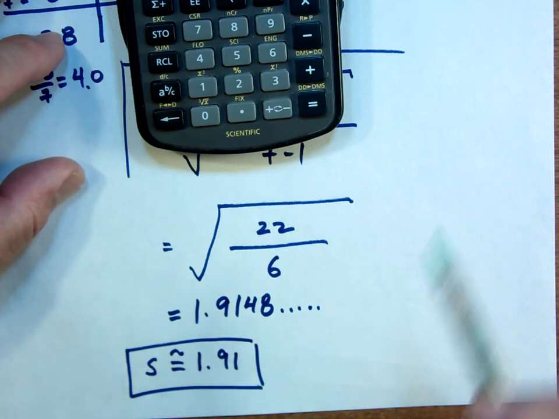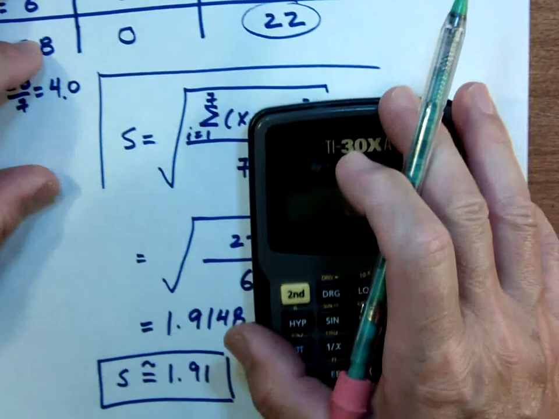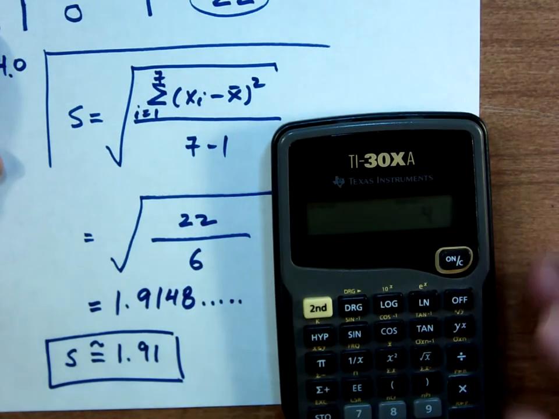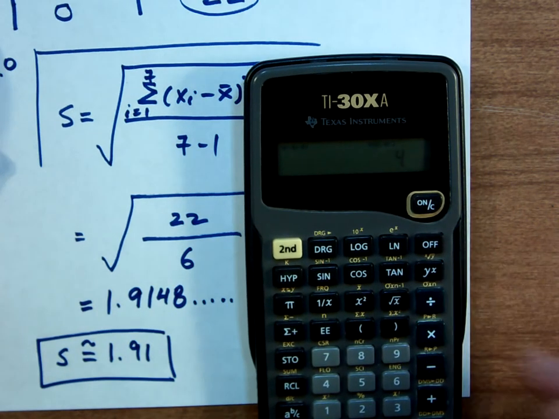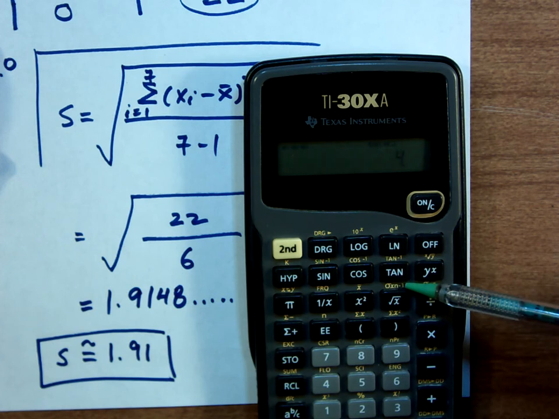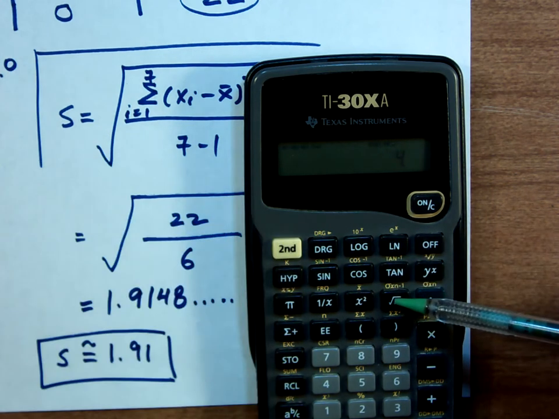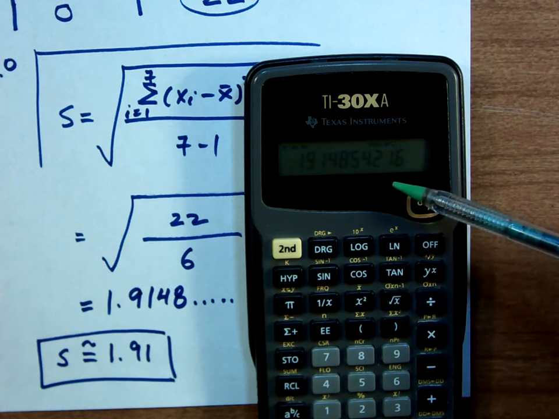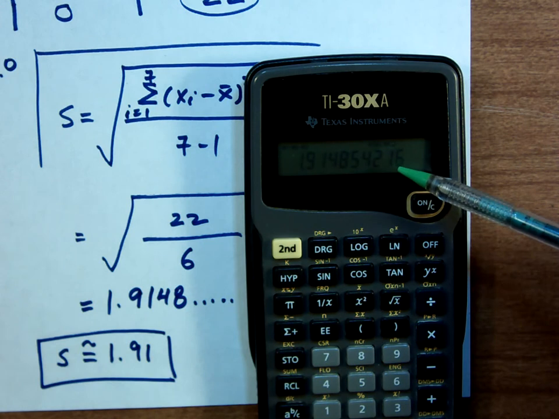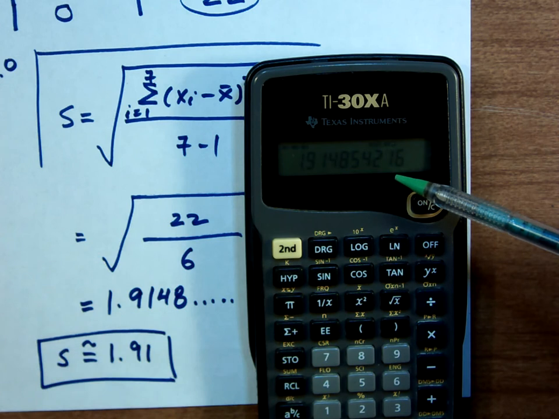To get that, let me bring this down just so you can see it. Again, we need to use this function, so I'm going to press second and square root x. It's giving me this value. It's not that clear, but I hope you can see that the value is equal to 1.9148. So that's pretty much it.